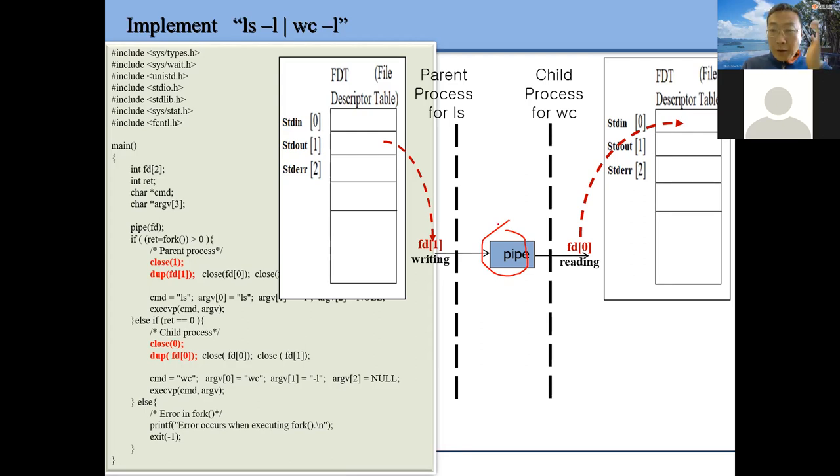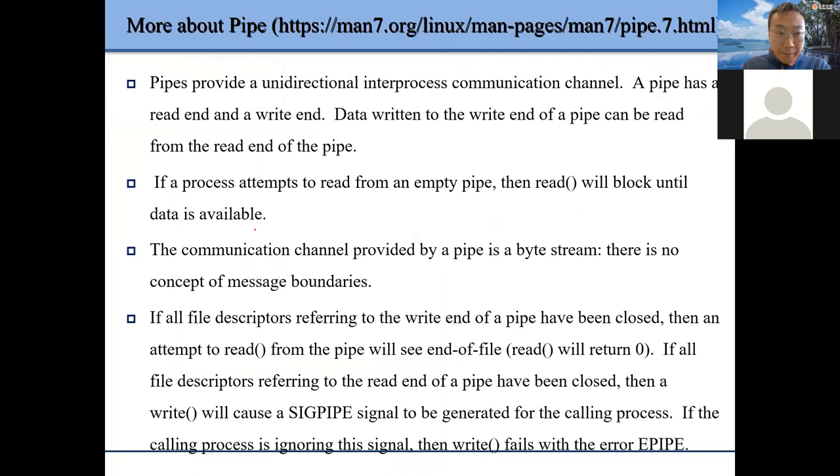Then how does it work? Very simple. If we want to know how it works, let's first look at how we will terminate. First, if all file descriptors referring to the write end of a pipe have been closed, then if a process wants to read from this pipe, it will see end of file, then read will return, and read will finish.